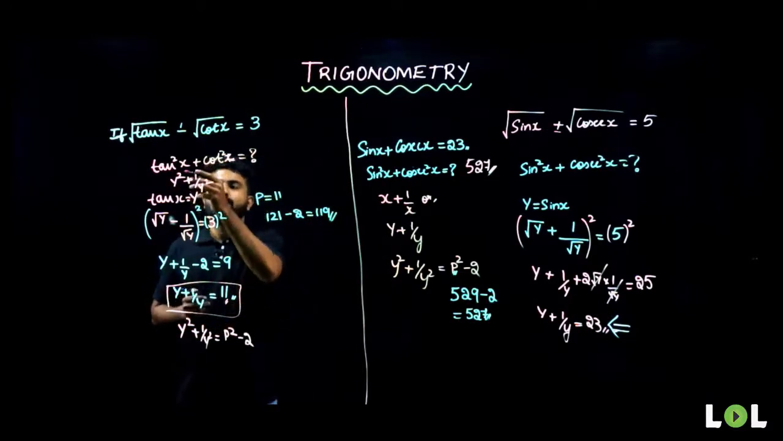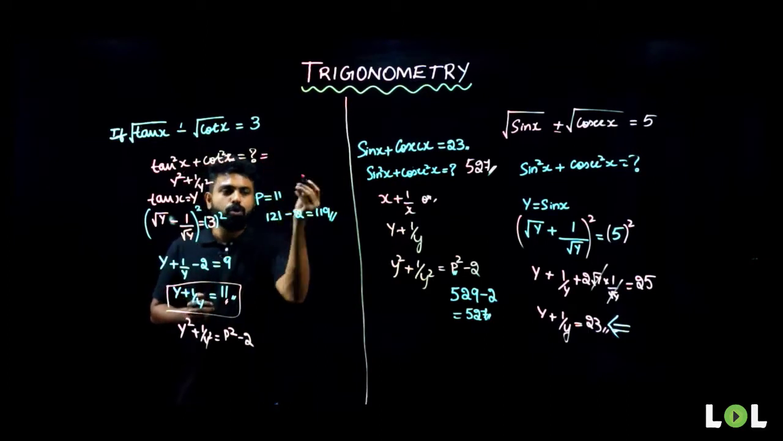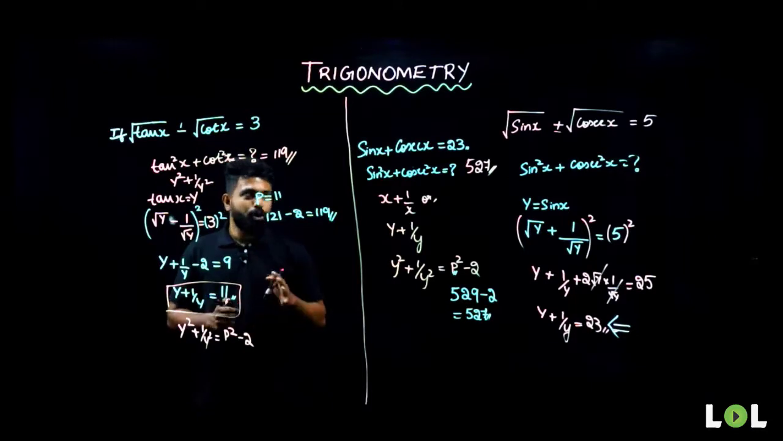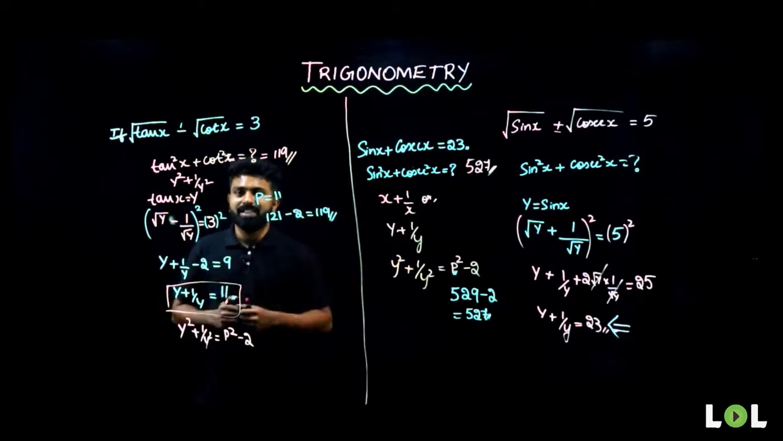Meaning tan square x plus cot square x will be equal to 119. So I hope these types of questions are all clear for you. This is the way they can twist the same question. All these questions are very similar. They've just twisted it a little bit. Now if you are clear with all this, let us move on to the next type of questions.